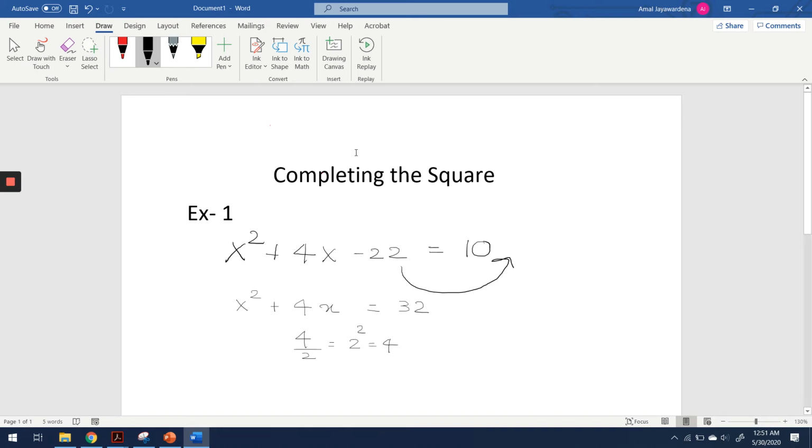So now the next step is you have to add this number to the equation. So it's going to be x squared plus 4x plus 4 is equal to 32 plus 4, because if you add any number to this side, in order to match the balanced equation, you have to add the same number to the right side of your equation.